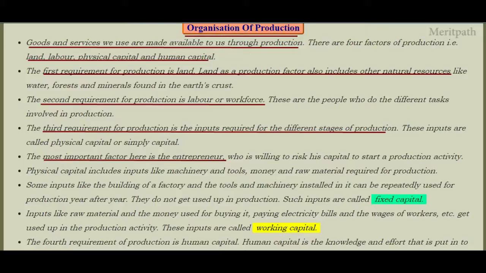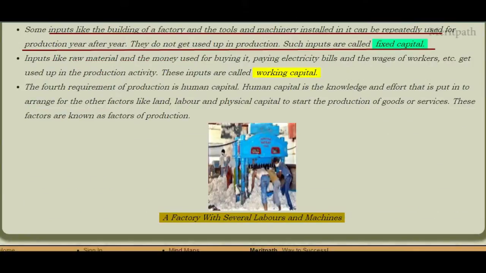And the most important factor is the entrepreneur who is willing to risk his capital to start a production activity. Physical capital includes inputs like machinery, tools, money, raw material, all these are required for production. Inputs like building of a factory, tools, machinery installed in it, which can be repeatedly used for production year after year, do not get used up in the production, and such inputs are known as fixed capital.